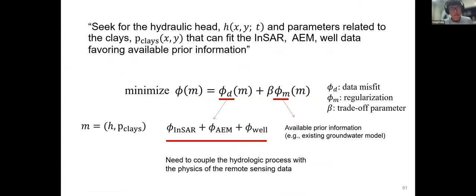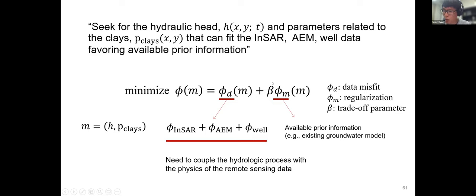And how I'm viewing this problem: there could be many different ways to accomplish this data integration problem, but given my expertise in inverse problems, this is the view that I am seeing. I want to seek a hydraulic head, H, which is a distribution in X, Y and time, and n parameters related to the clays, P, that can fit the InSAR, AEM, and well data while favoring available prior information. So I can put it into the same inverse framework that I have used for AEM and InSAR data inversion. My model parameters are the hydraulic head and the distribution of the clays, and my data misfit is expanded to three different data: InSAR data, airborne EM data, and well data.